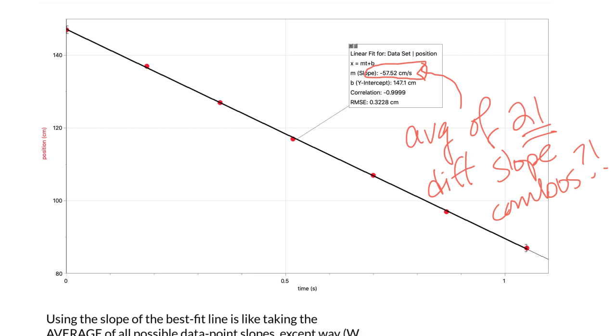way, and trust me, I know it's way faster because I just did it. It took me half an hour.